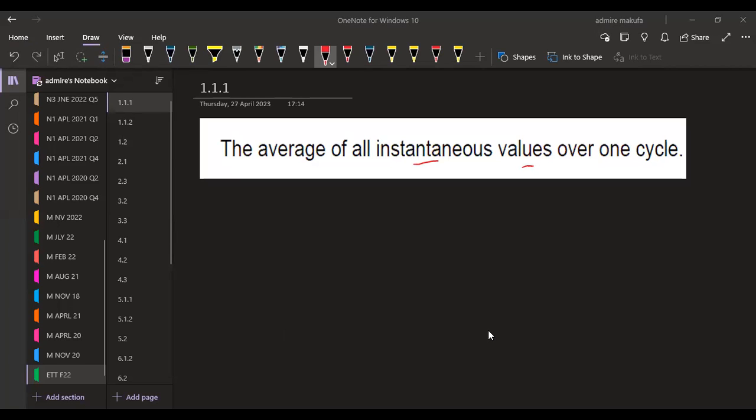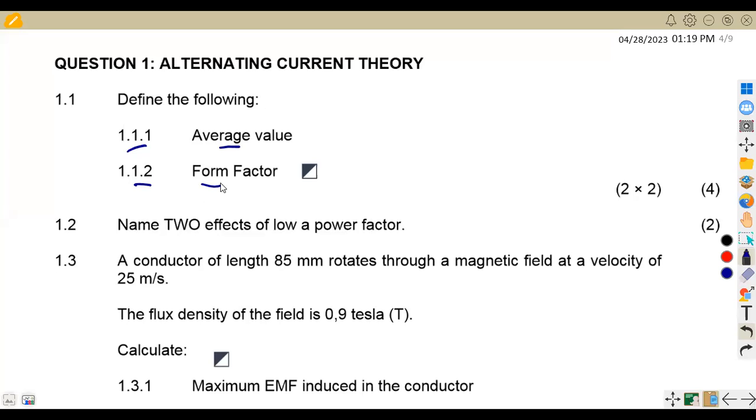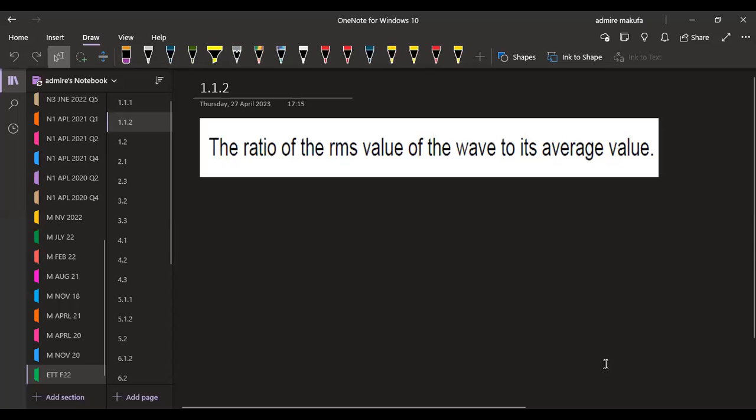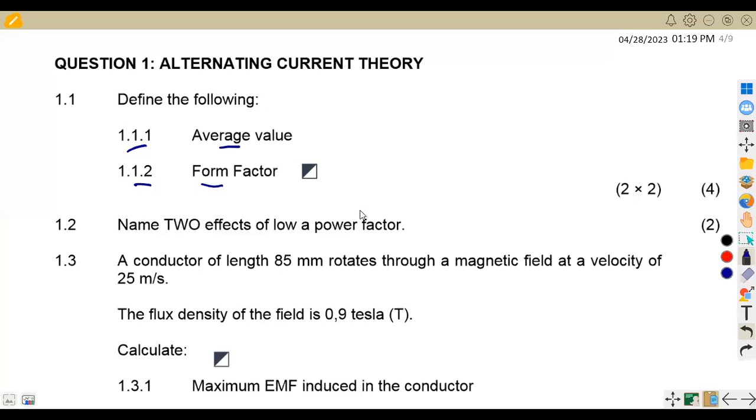We move on to the other part, that is 1.1.2, which is the form factor, having 2 marks, just like the previous part. The form factor can be taken from the RMS value as the ratio of the RMS value of a wave to its average. So we have the form factor, which can be the RMS of the voltage over the average value of the voltage, whatever you are given. You are dealing with the RMS and the average value in this case. That is the ratio between the two. That is your form factor.